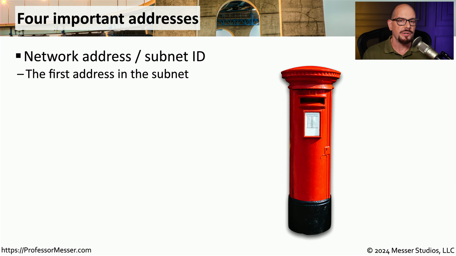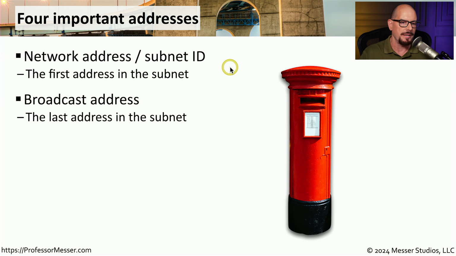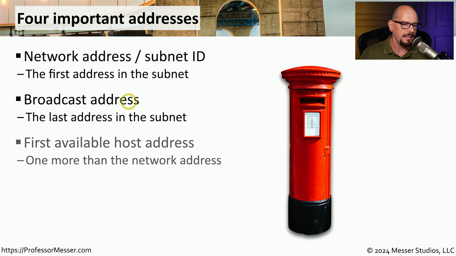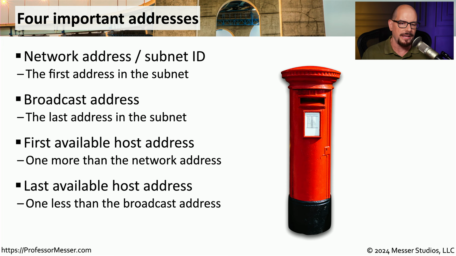These calculations are intended to give us 4 separate pieces of information. First, we need the network address or subnet ID. This would be the first address in the subnet. We also need a broadcast address. This is the last address in the subnet. We need the first available host address. This is an address that we can assign to a device on this subnet. And then we need the last available host address. We need to be able to calculate these as quickly as possible.